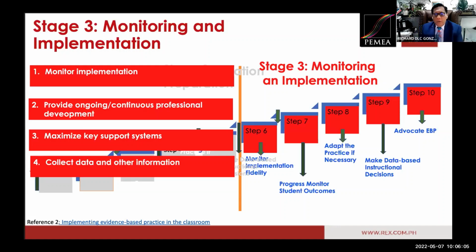So what data should you collect? One is whether the EBP is still aligned, or deviating from the objectives that you set, meaning it is implemented within the set goals and objectives. Second, you have to know if the EBP is an appropriate fit for your school. Third, you need to know also if there is adequate buy-in from teachers and staff and even parents and students.